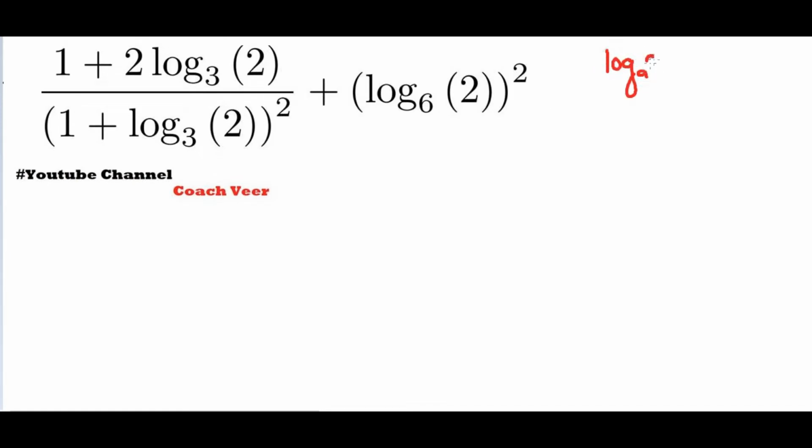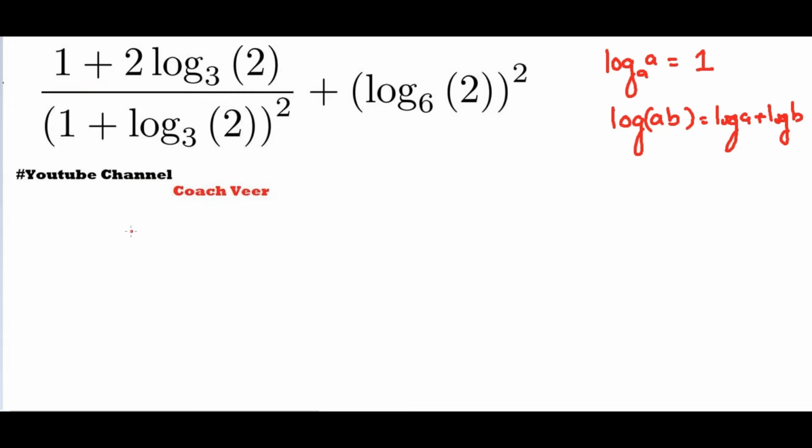Okay, just for a review, if you are a new viewer, I am just going to tell you a few properties. Like if log a base a is there, it's equal to 1, and log is defined for only positive values of x. And another property which you are going to use here is for a and b: if they are multiplied, you can write it as log a plus log b. In division, it is subtraction, and if it is in the power, it can come down.